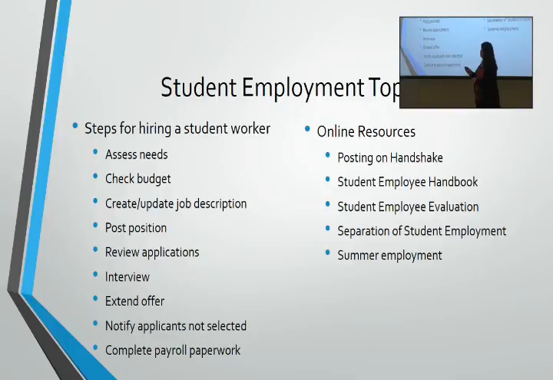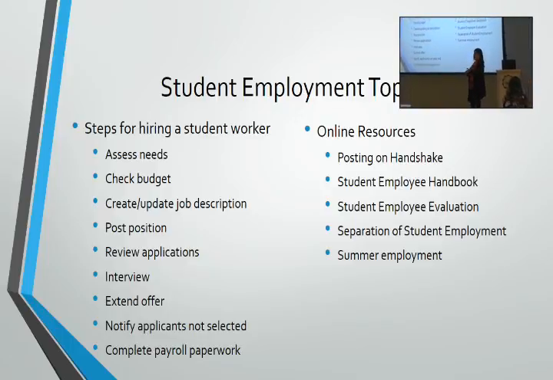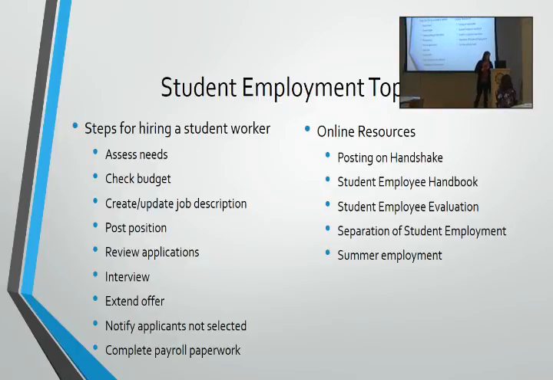So the steps for hiring a student worker, we're going to go into this in more detail in a minute, but they are: assessing the needs for your department, checking your budget, creating or updating your job description, posting your position, reviewing applications, interviewing, extending offers, notifying the applicants that weren't selected, and completing the payroll paperwork. So pretty much the same process as hiring a staff person or another employee or adjunct, just a little different with paperwork and posting.